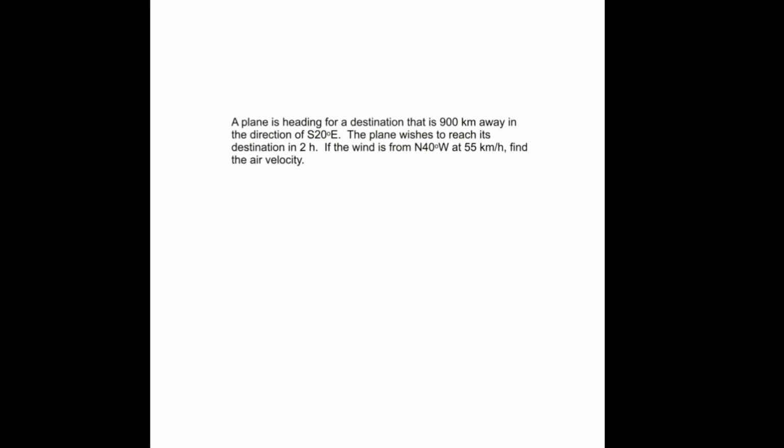So let's think about what information we've been given in this question. A plane is heading to a destination 900 kilometers away in a direction of south 20 degrees east. That is the ground velocity, or our ground distance. And we also know the amount of time. So if we have 900 kilometers on the ground in 2 hours, then the velocity will be our distance over our time. So our velocity is equal to 900 kilometers divided by 2 hours.